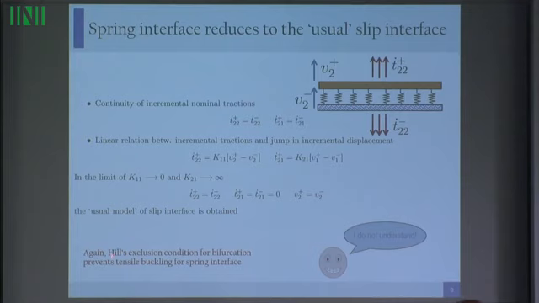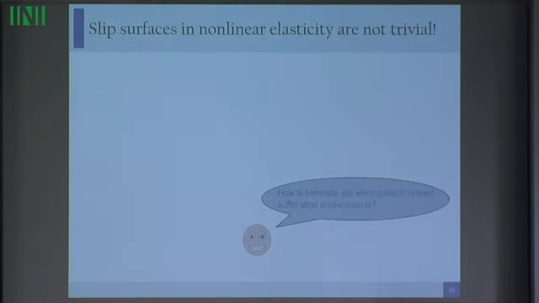If we apply the Hill's exclusion condition for bifurcation to these conditions, again we find no bifurcation. And this contradicts both the theoretical results and the experiments. So I started to think that something was missing in these incremental conditions. And so I thought how to formulate slip when solids in contact suffer large displacements.